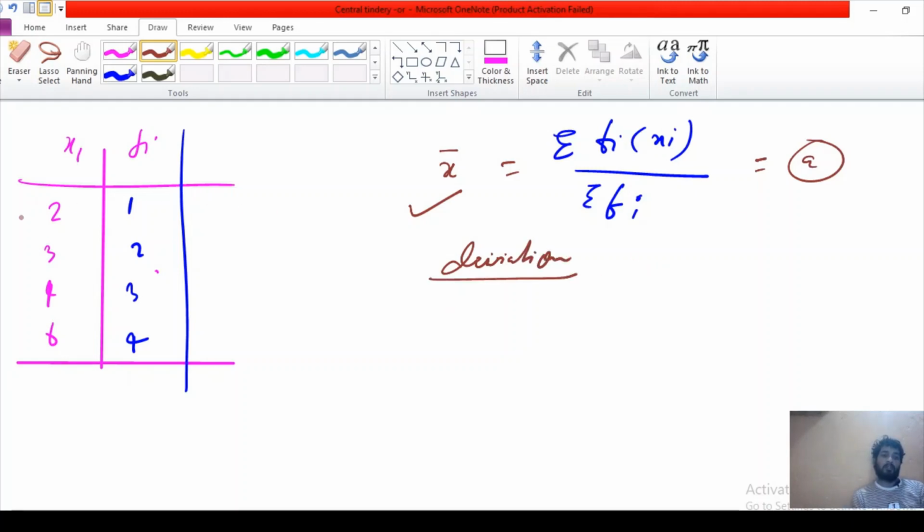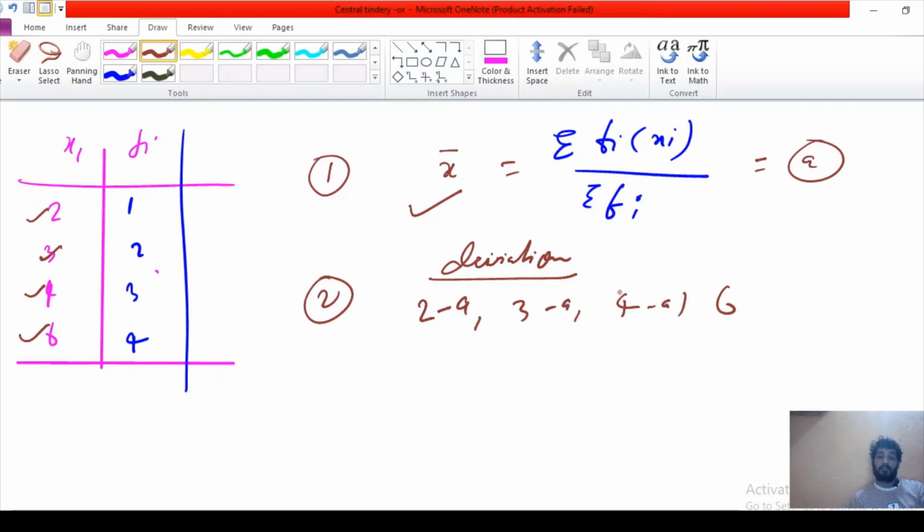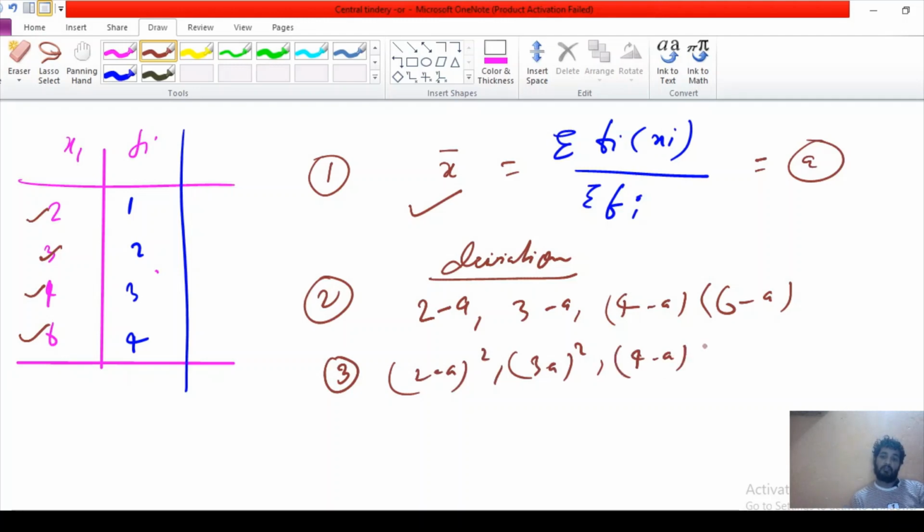Deviations mean each observation, right? 2, 3, 4, 6, each subtracted by the mean. First step is to find the mean, second step is to find deviations about the mean, third step is squaring all the deviations, right? So (2 minus a) square plus (3 minus a) square plus (4 minus a) square plus (6 minus a) square.